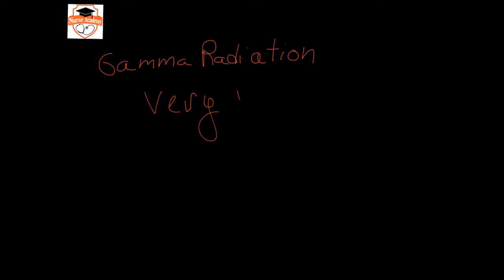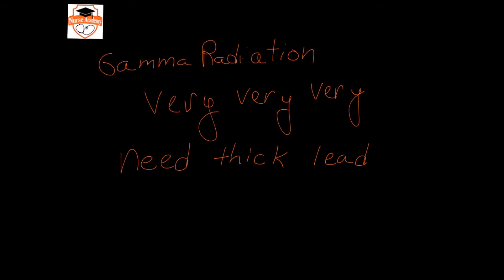Now, gamma radiation is very, very energetic light. Gamma radiation is so energetic that it can cross through many, many things. Visible light can go through a pane of glass, but infrared light can't. But gamma radiation needs lead, and thick lead. Lead is one of the most dense elements out there. It needs thick lead or thick concrete, something very, very dense, to block gamma radiation.